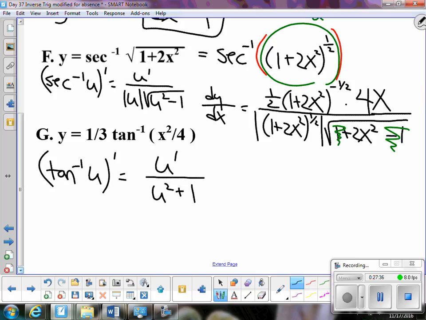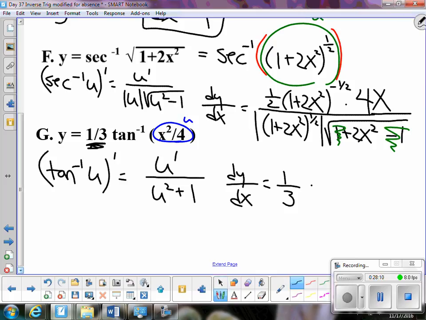All right, so to get the derivative of our function, dy dx, this 1/3 here is a constant multiplier. It's not just 1/3 plus, because then the derivative would be 0 plus. It's 1/3 times. It's like you're doing first times the derivative of the second part. So I'm going to leave the 1/3 and multiply by the derivative of the inverse tan of x squared over 4. So this time our u is x squared over 4.